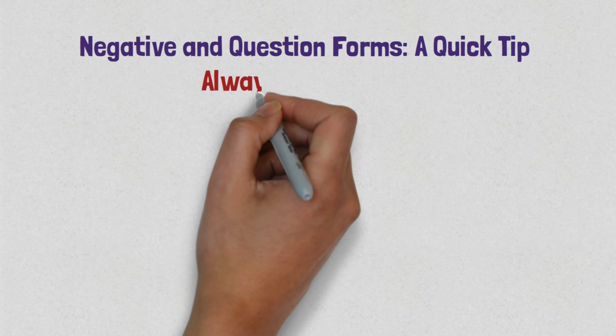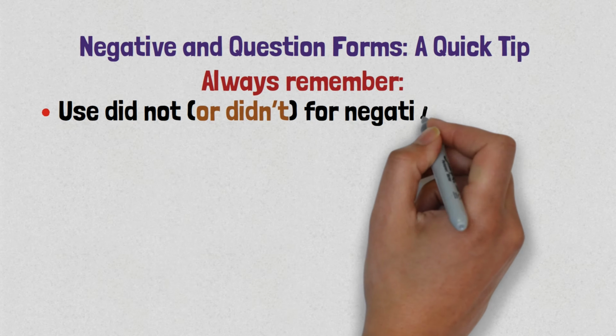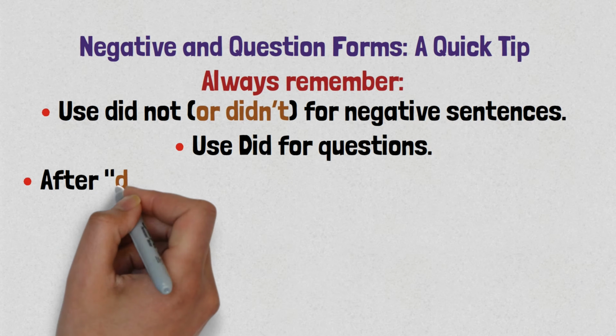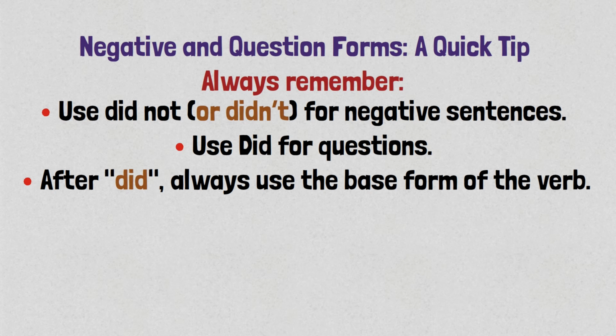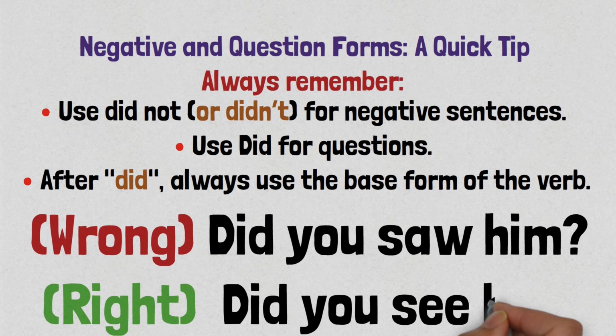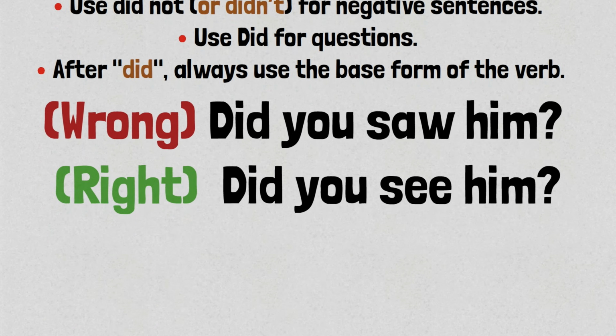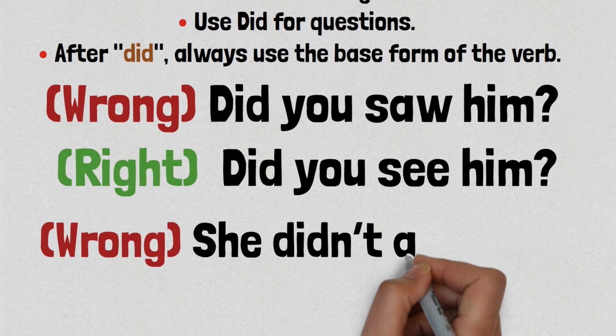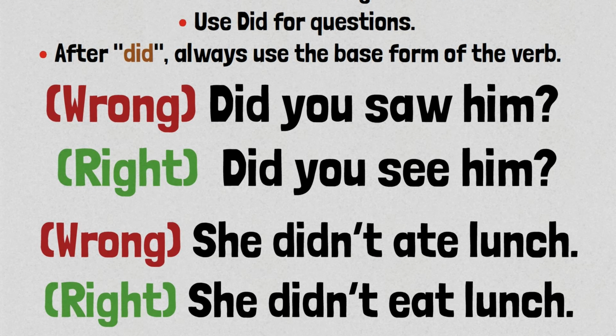Negative and question forms, a quick tip. Always remember, use did not or didn't for negative sentences. Use did for questions. After did, always use the base form of the verb. Wrong: Did you saw him? Right: Did you see him? Wrong: She didn't ate lunch. Right: She didn't eat lunch.